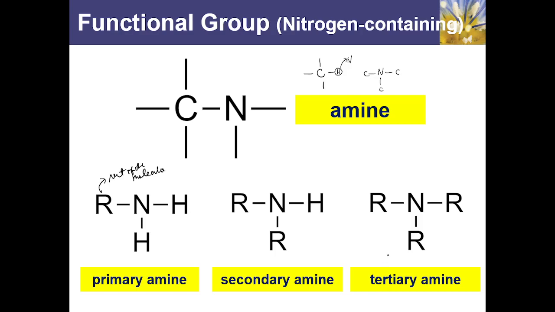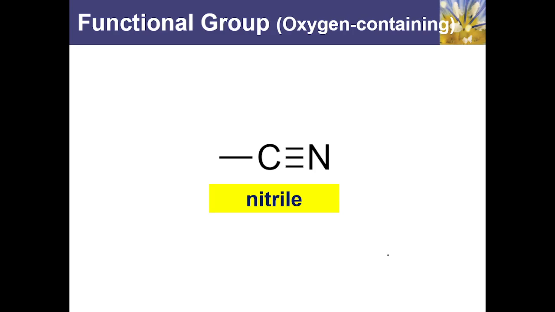Okay? Now, meron pa tayong isang functional group na meron ding nitrogen, but this time you have the carbon-nitrogen triple bond. And we will call this your nitrile. So the functional group is nitrile. So if your structure contains a triple bond between your carbon and nitrogen, then that is what we call your nitrile group. Okay?